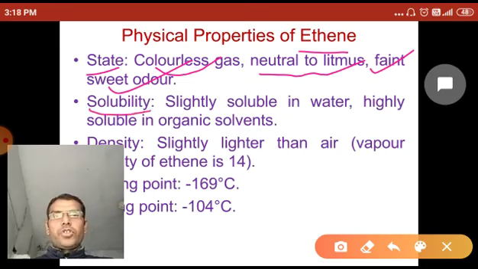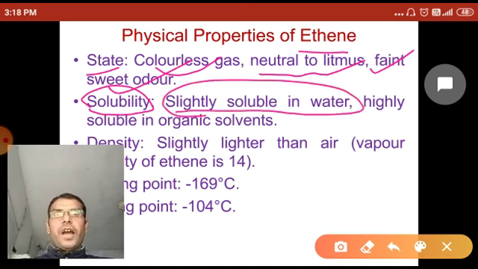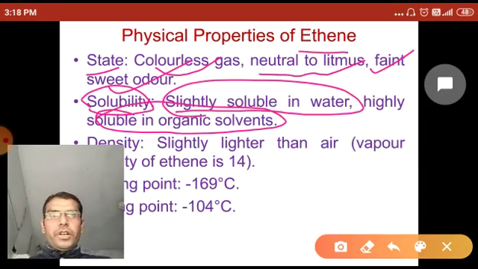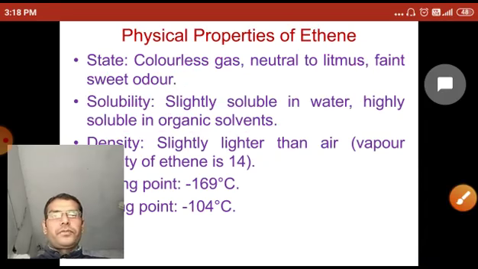Now about the solubility. Ethene is slightly soluble in water and it is highly soluble in organic solvents due to the non-polar nature of the covalent bond.